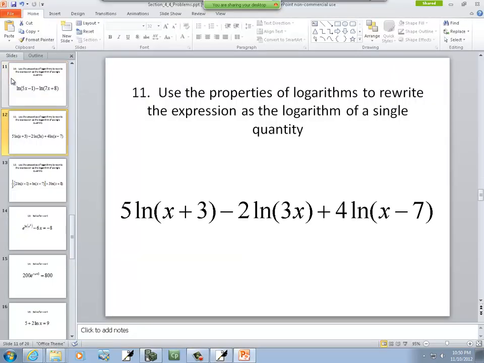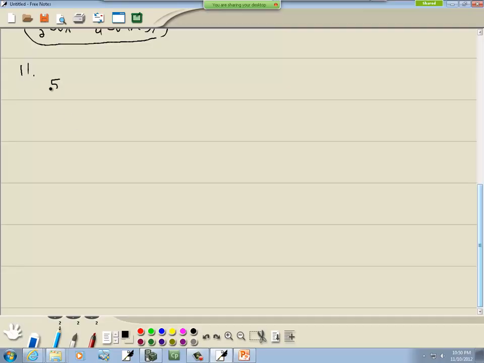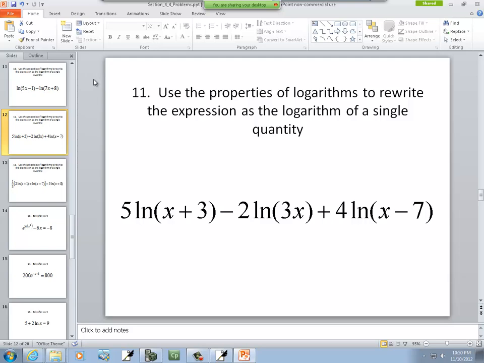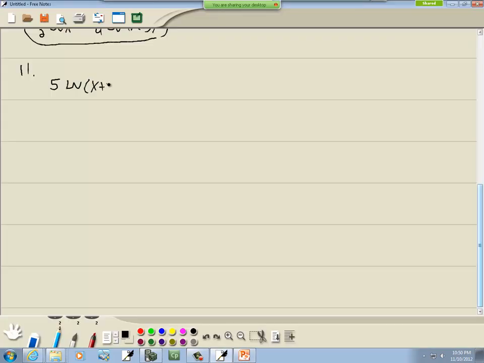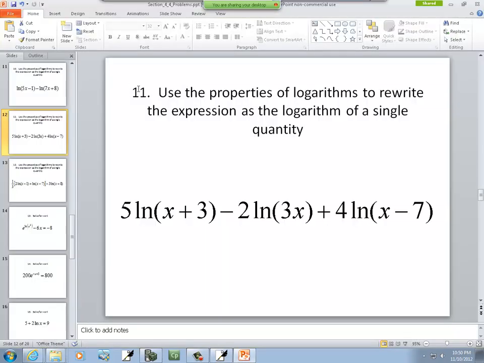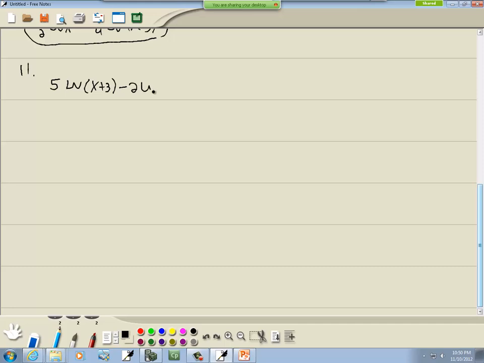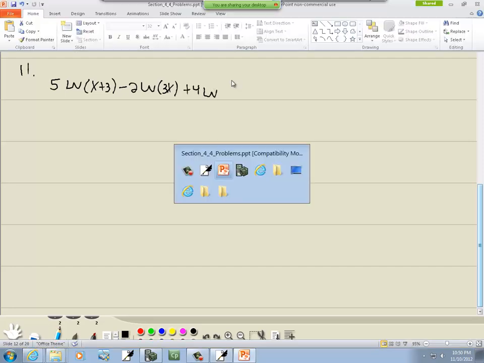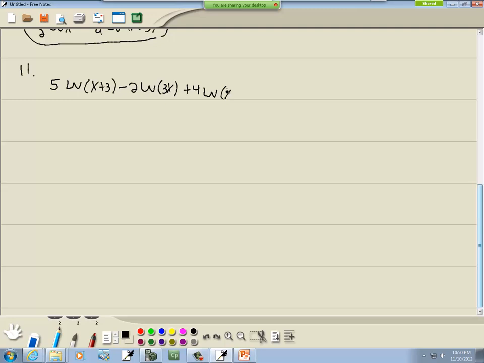Okay. Let's look at this one. We've got 5 natural log of x plus 3 minus 2 natural log of 3x plus 4 natural log of x minus 7. Now we can't use the addition and subtraction while there are numbers in front of our logs. So the first thing we have to do is apply those powers.